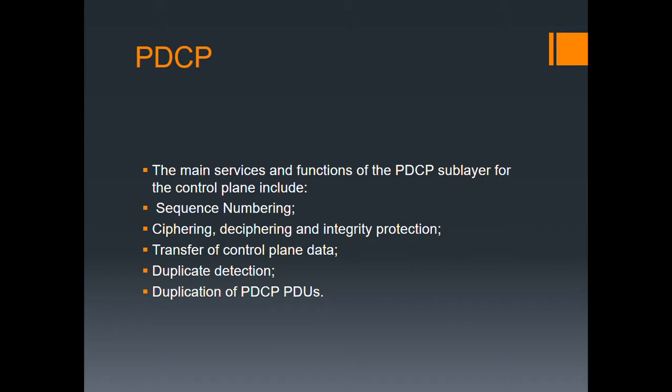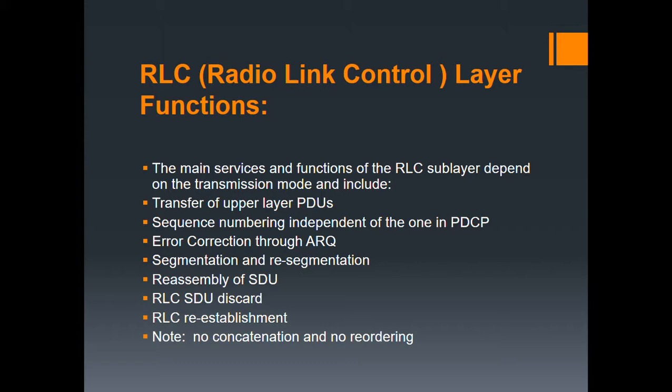PDCP, the main services and functions of this sublayer are sequencing, numbering, ciphering, deciphering and integrity protection, transfer of control plane data, duplicate detection and duplication of PDCP PDUs. RLC layer, the main jobs of that are error correction, segmentation, reassembly, discarding the SDUs of the RLC, re-establishment, and the transferring of the upper layer PDUs.